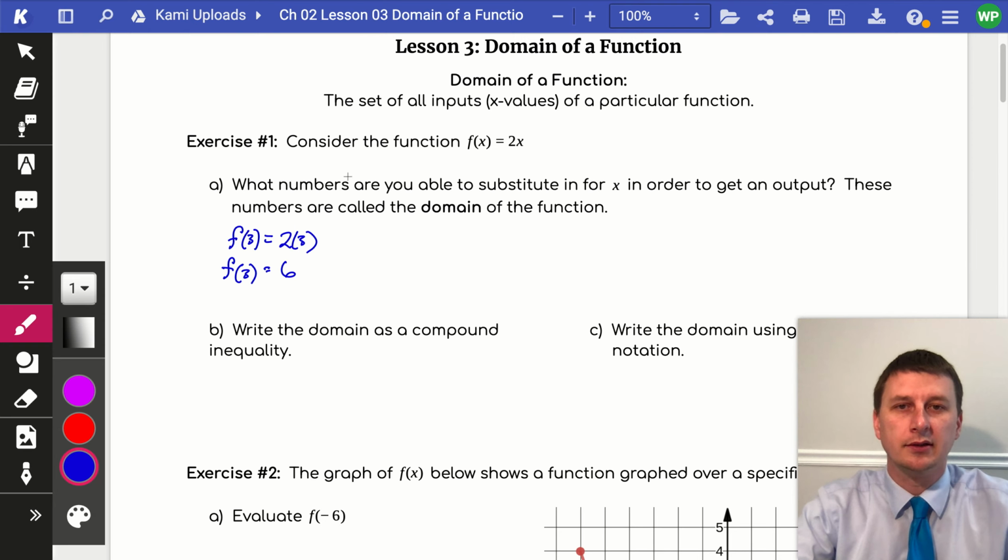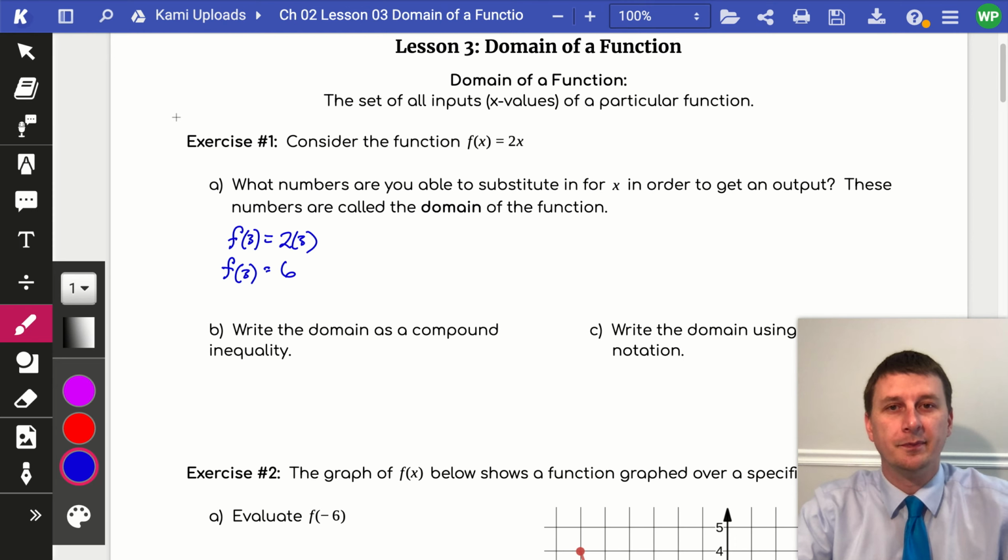So pick another number. Okay, great. Now substitute that into the function and see what you get as an output. Did you get an output? Awesome. Try another number. All right, try that one. Put it in for x right now, multiply it by 2.